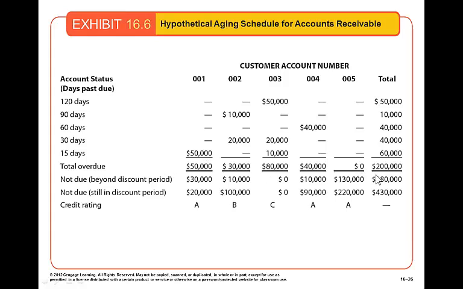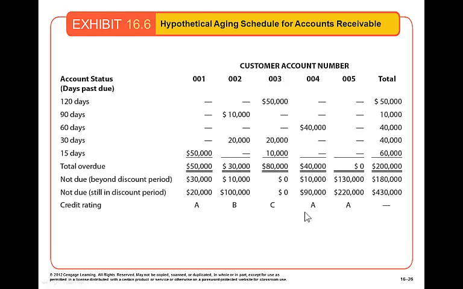By doing this aging schedule, I can see how much is overdue right now that I need to collect, how much is beyond the discount period by customer, and how much is still due within the discount period by customer, and how am I rating these customers, A, B, C, and so forth. So customer 1 is an A rating, customer 2 is a B rating, customer 3 is a C rating. Which ones am I going to pay special attention to? B and C. Those are the customers that are most likely to give me some trouble.